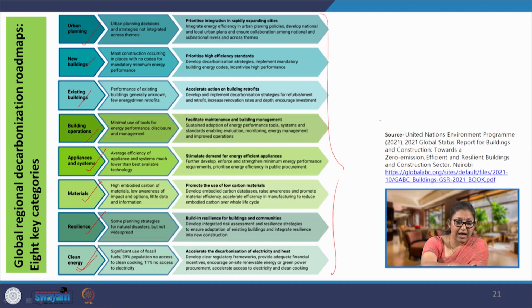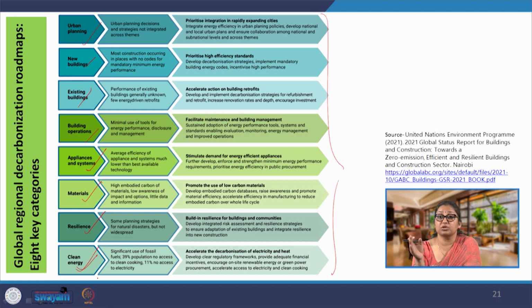Similarly, we have to act on all of these. For example, in urban planning, we have to prioritize integration in rapidly expanding cities. We are talking about transportation, densities, and the horizontal as well as vertical expansion of the city, and each of these policies has a direct impact on almost the entire life cycle of a building. So, if we have to reach net zero emission, we have to prioritize integration in rapidly expanding cities, and we have to prioritize high efficiency standards.